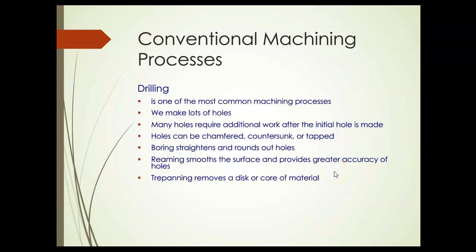All right, so one of the most common machining processes out there is drilling. We make a lot of holes, and there's a lot of different processes that go into the hole making aspect of these parts. I mean, because holes can be chamfered, countersunk, or tapped. We might bore those holes out to help straighten and make them round. We might ream them for extreme accuracy and to smooth the surfaces there. So we have a lot that goes on with our holes that we need to put into parts.